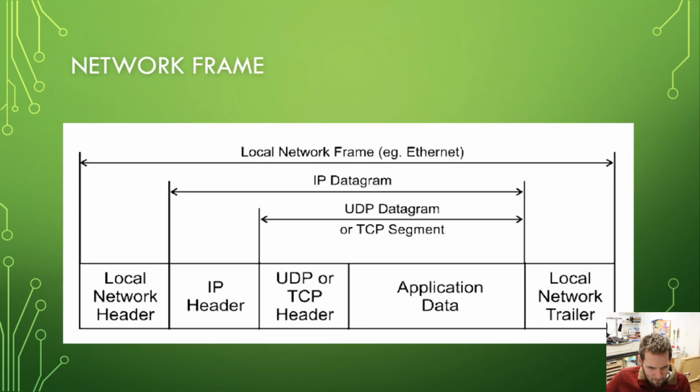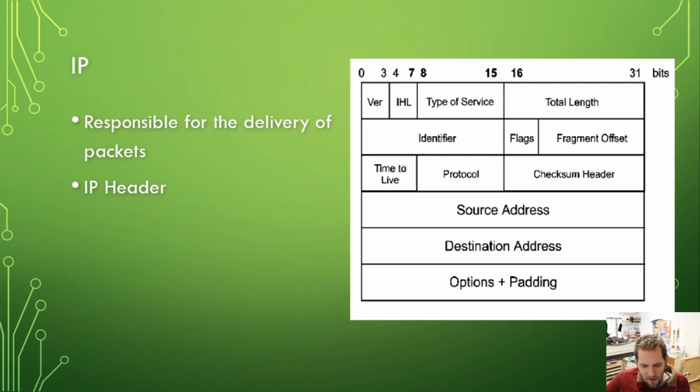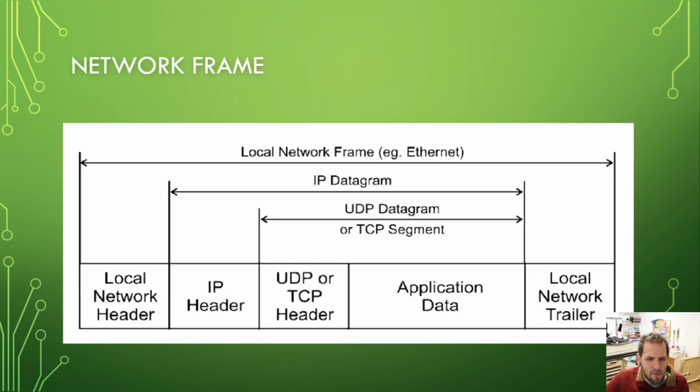Now, here we have a network frame. The local network header and the local network trailer can change depending on the network type that you are on. So it may not always be Ethernet, it could be something else. And there are different types of networks out there that your data gets passed to without you ever knowing it. There are ways that you can control that, which we'll talk about in the IP packets, but we'll come back to that in a minute. So that information could change.